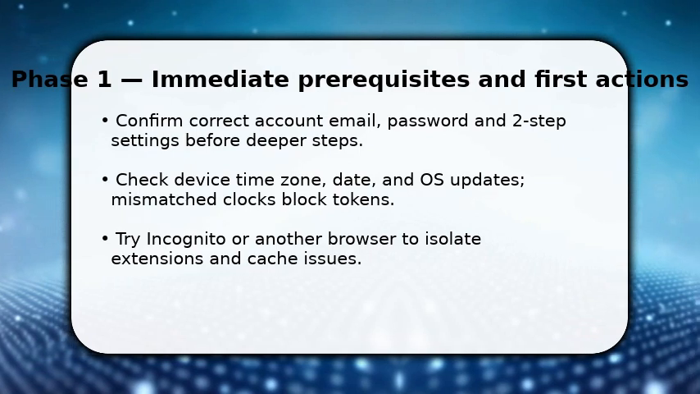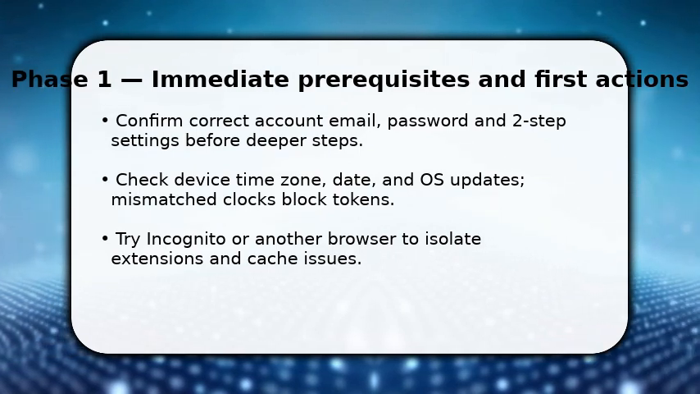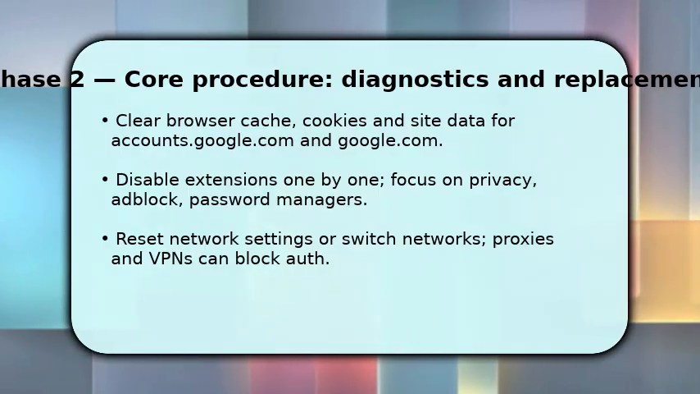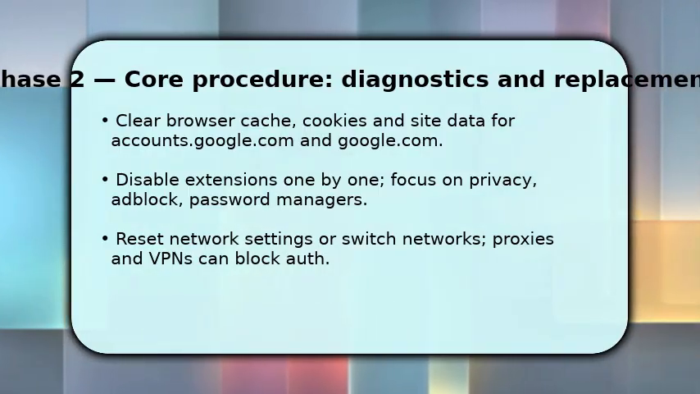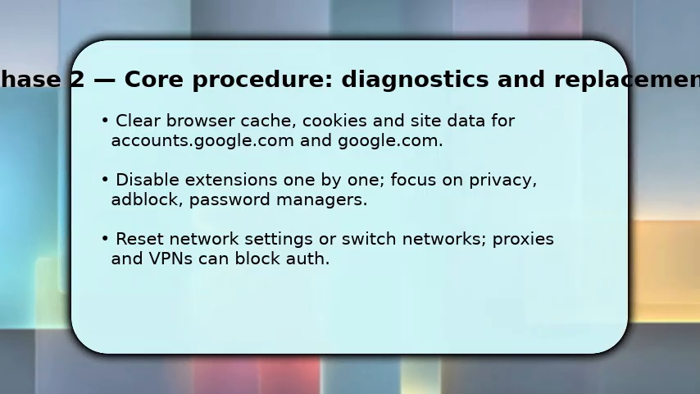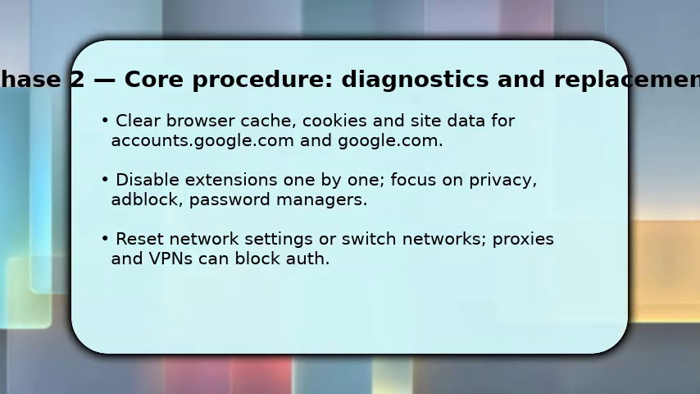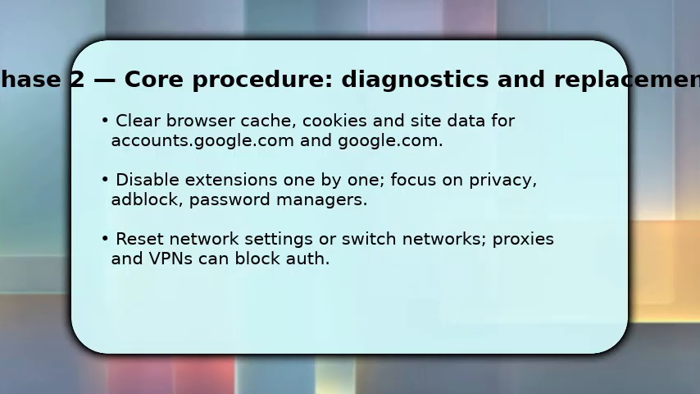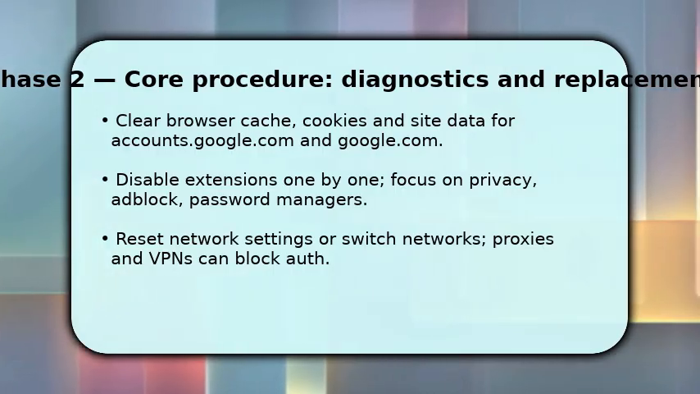Once you've isolated the issue to the browser, clear cache and cookies specifically for accounts.google.com and google.com, so only relevant data is removed. Then disable extensions one at a time. Privacy blockers, ad blockers, and some password managers commonly interfere with OAuth flows, so test after each change.